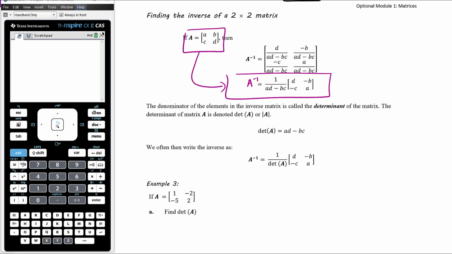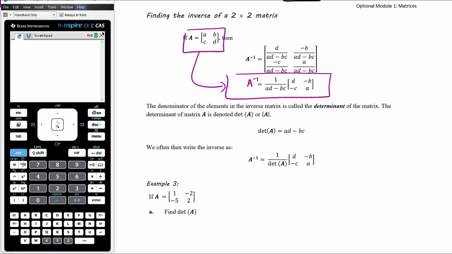So if your original matrix is A, B, C, D, your inverse matrix is 1 over AD minus BC, and then inside the matrix we do some rearranging. What we notice here is that A and D have swapped around, the numbers in the leading diagonal have swapped around, okay? And the numbers in the other diagonal have stayed in the same position, but they've become negative. They've been multiplied by -1. Okay, so that's the process that we want to be able to execute.